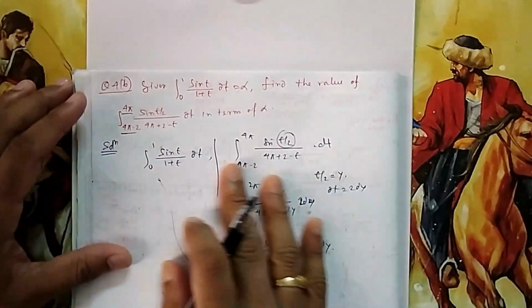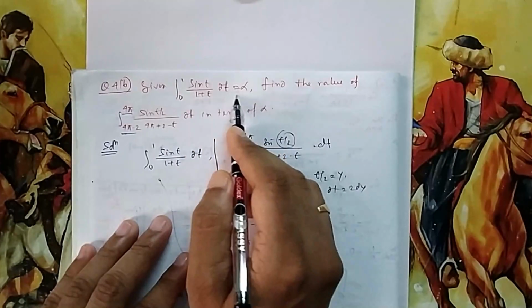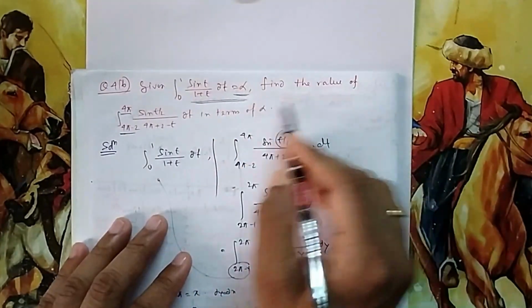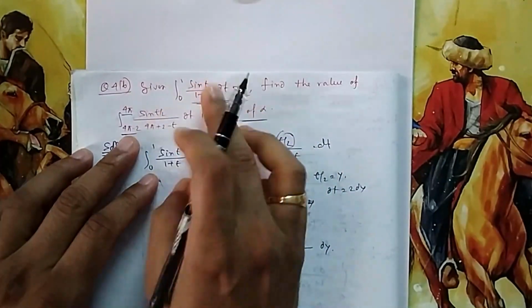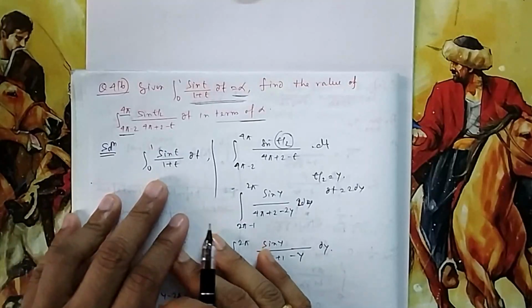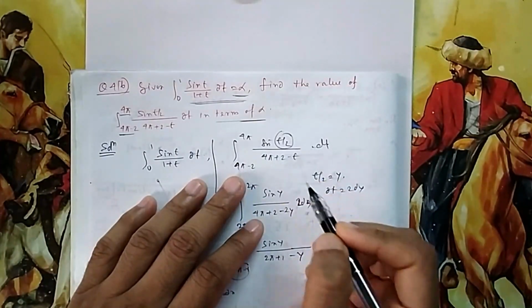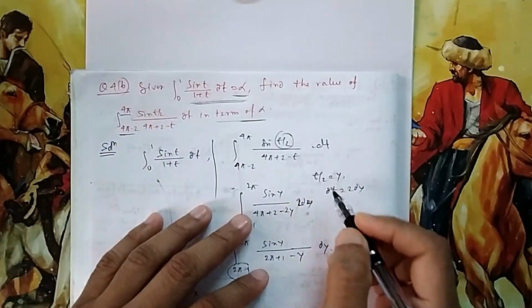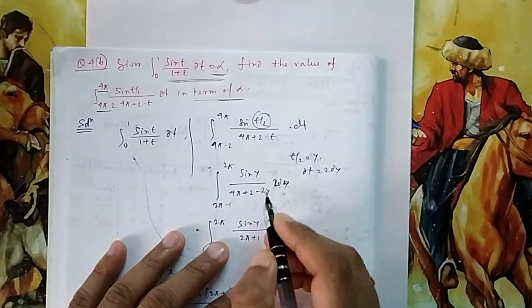Next, if you come to 4b, given the integral from 0 to 1 of sin t by 1 plus t dt is equal to alpha. So you have to use this alpha and find the value of this in terms of alpha. That means you have to change this one to this limit, that's it. Okay, so the first thing is we need to find from 4 pi by minus 2 to this one. So the first idea is to convert this t by 2 to t, so dt will be equal to 2 dy.